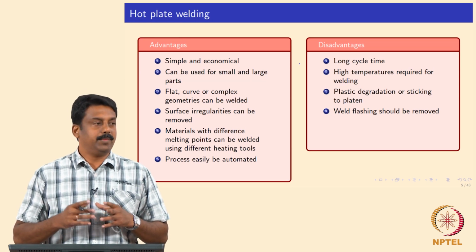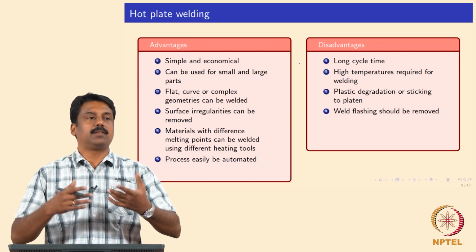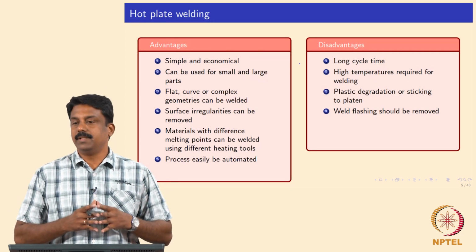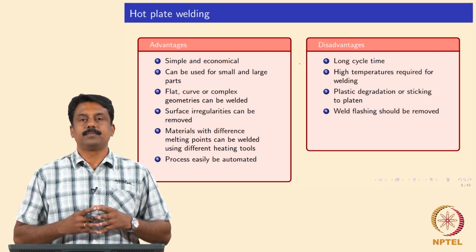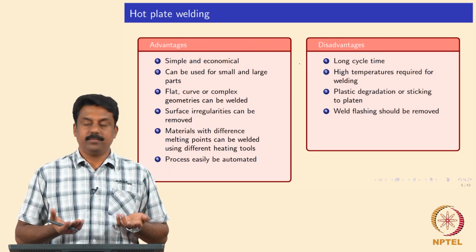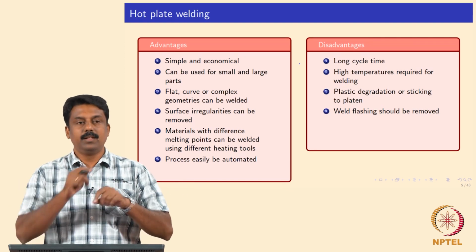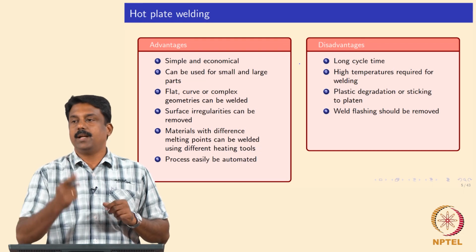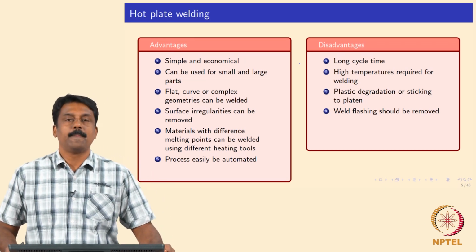Sometimes the plate itself gets degraded because the molten polymer can get stuck to the plate itself. Then the plate has to be regularly removed and cleaned. And you always get flashing because you melt the interface and subsequently you do an upsetting. So you always have a flash forming that has to be machined off.